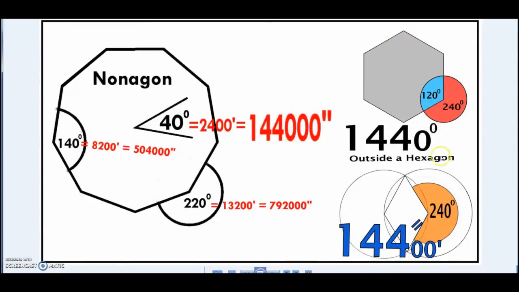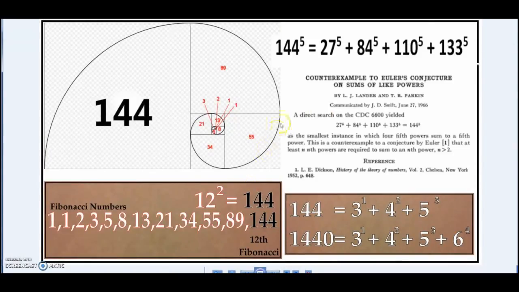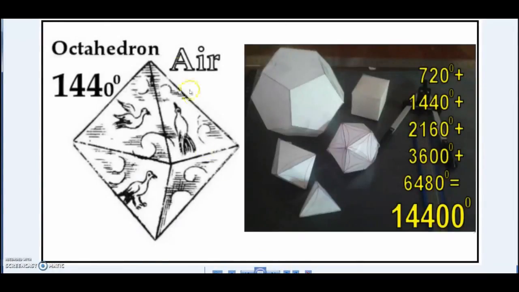The vesica, the hexagon, 1440 degrees being the outs, so 240 times 6, or the 240 degrees is 14,400 minutes. You can just pause and look at the Fibonacci numbers, first, second, third, and fourth dimensions. The 12 squared being the 12th Fibonacci.